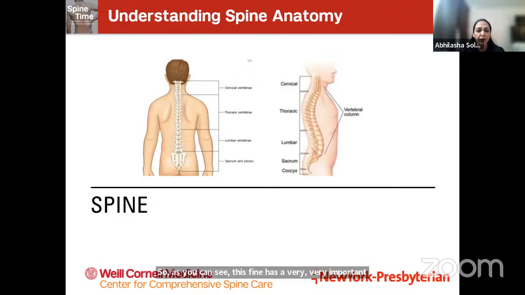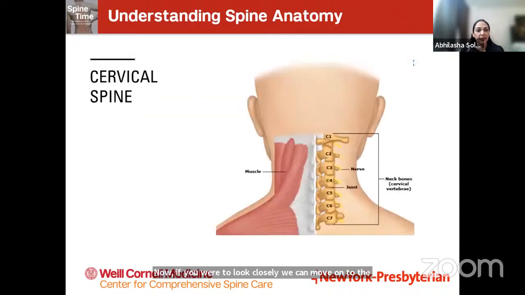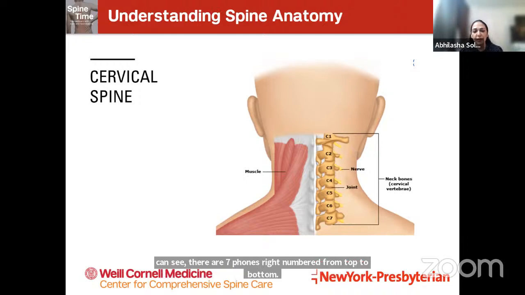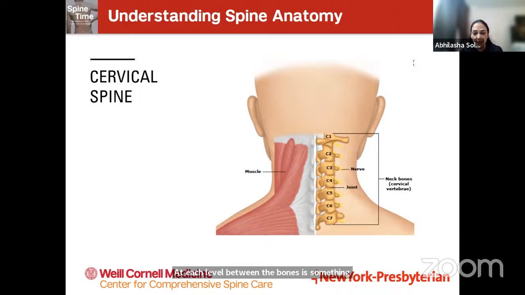Now, if you were to look closely, we can move on to the next slide. This is how the cervical spine looks. As you can see, there are 7 bones, numbered from top to bottom. At each level between the bones is something called an intervertebral disc.